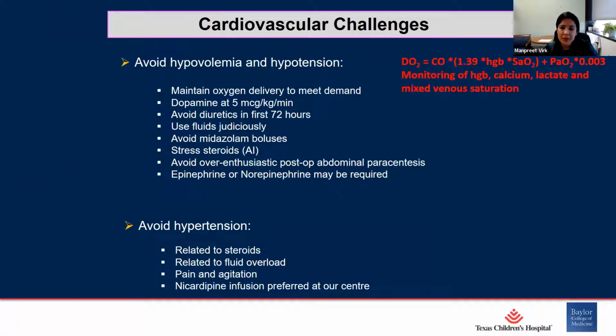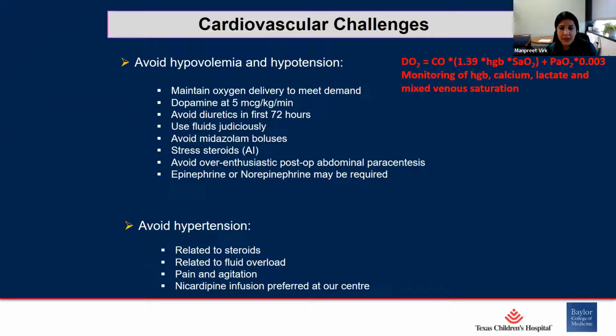Let's talk a little bit about the cardiovascular challenges that we come across. So the goal here is always to maintain oxygen delivery and to meet oxygen demand. We're very hypervigilant about any events that could potentially cause hypovolemia and hypotension and could further risk perfusion to this new graft. Most of our patients, especially the younger ones, will come back post-operatively with low-dose dopamine at 5 mics per kilo per minute. We avoid diuretics in the first 2 to 3 days. We use fluids judiciously, normal saline as well as 5% albumin boluses in order to maintain effective arterial blood volume. We avoid midazolam boluses for risk of dropping the systemic vascular resistance and further risking hypoperfusion to the graft.